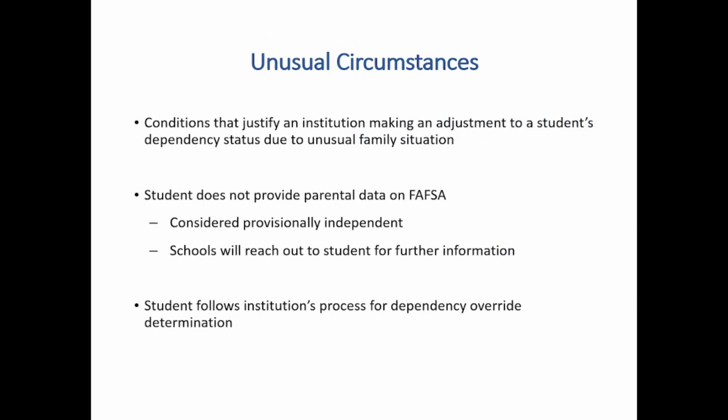Sometimes there's an unusual circumstance where the student may answer no to all those questions, but they are not living with a parent and they might have an unusual situation. So there is a question on there that says, okay, you're supposed to be a dependent student, but there's an unusual situation. And if the student marks that, they will become a provisionally independent student and they will only fill out information about them.